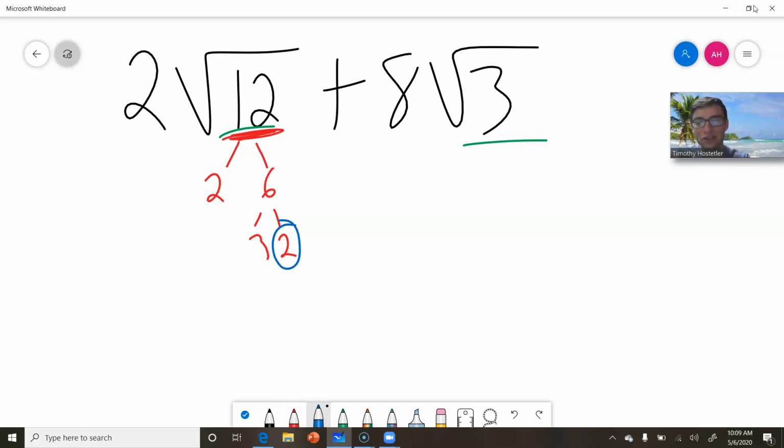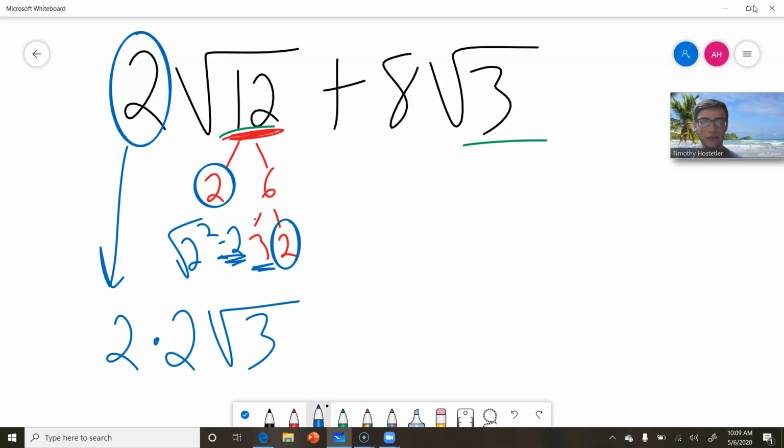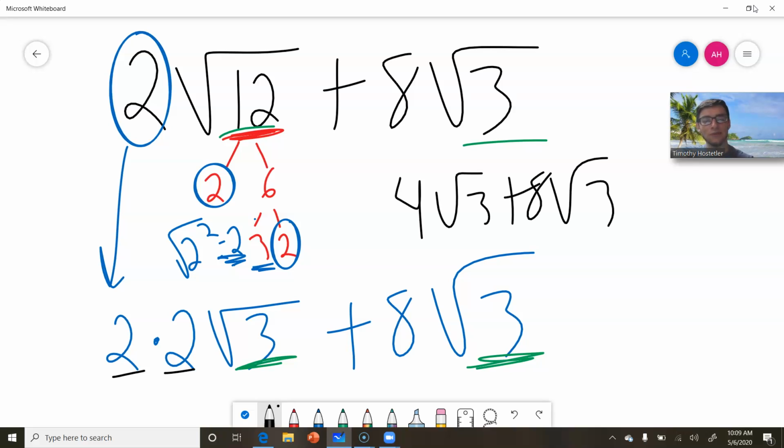Oh, look, we have a matching pair. We have 2 squared, which means we can pull out a 2, right? The square root of 2 squared is 2. So now I have to rewrite this, bring him down, and do times, just like we did in yesterday's lesson, the 2 that we pulled out, and what's left on the inside here? The 3. Plus, look at this, 8 times the square root of 3. Now, they have matching insides of the radical. So 2 times 2 here is 4 times the square root of 3 plus 8 times the square root of 3. So what's the overall answer?